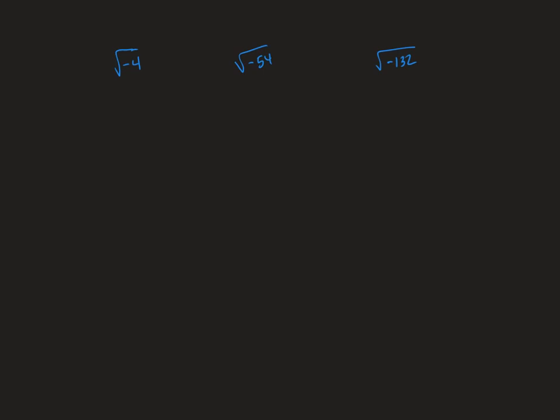For many, many years, mathematicians were puzzled by the square root of negative numbers. Now, puzzle is probably the wrong word. They just basically said that the square roots of negative numbers didn't exist, period, and just threw their hands up and went on about their way. Now, the reason for that is simple.